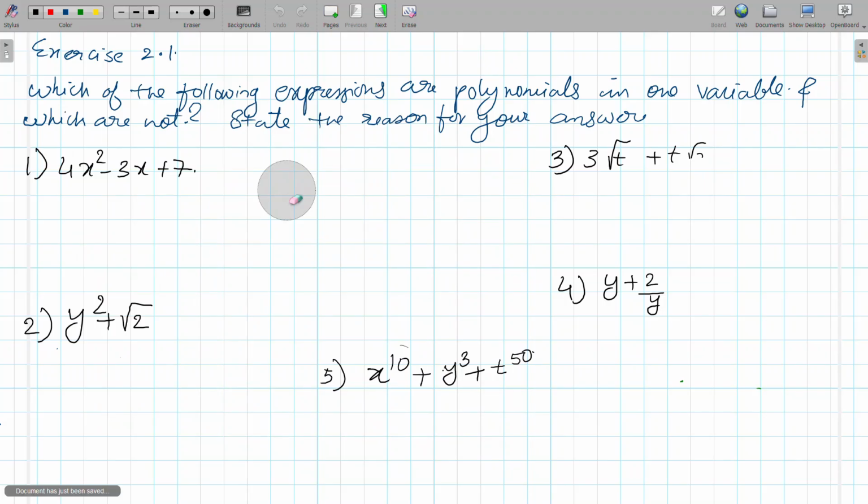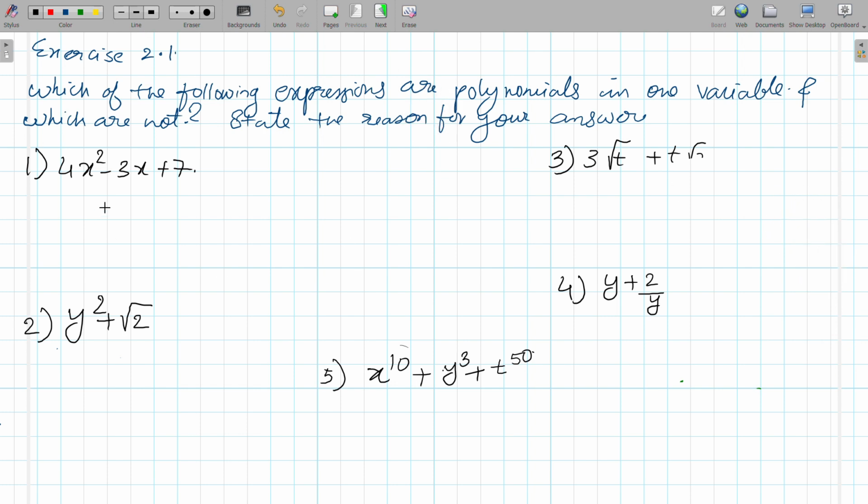Now in this exercise 2.1, the first question says, which of the following expressions are polynomials in one variable, and which are not? State the reason for your answer. See, polynomial in one variable means we should have only x or y, any one should be present in the expression. If both are present, then this is not a polynomial in one variable. It will be a polynomial in two variables or three variables, like that. So we need to understand that. I thought we will just quickly go through what is meant by a one variable polynomial.